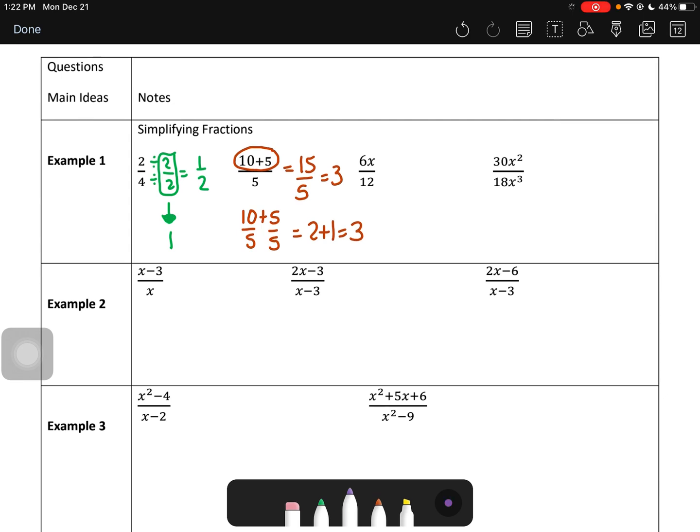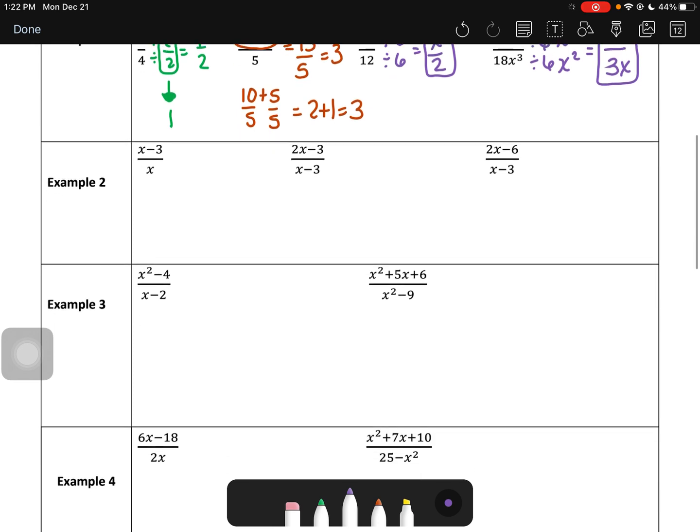So when we have variables, we simply do the same thing. In this case, we're going to divide both the top and the bottom by 6, and we'll get x over 2 as our simplified fraction. On this one, we're going to divide both the top and the bottom by 6, but we're also going to divide the top and the bottom by the same amount of variable, which would be an x squared. So when we divide the top and the bottom by 6x squared, we would get 5 over 3x as our simplified fraction.